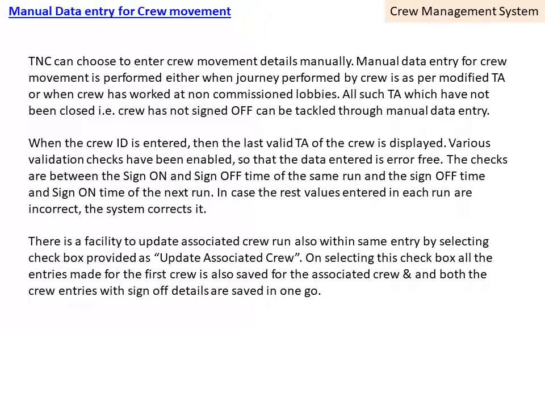Manual data entry for the crew movement. After completion of crew movement, if the crew has worked from one place to another place directly, the system will calculate the mileage automatically. Otherwise, when the crew has worked irrespective of stations, sidings and shunting, manual data entry is needed, and it can be done by the loco supervisor or loco TNC. Loco TNC can choose to enter the crew movement details manually.